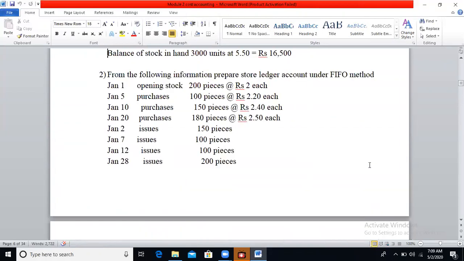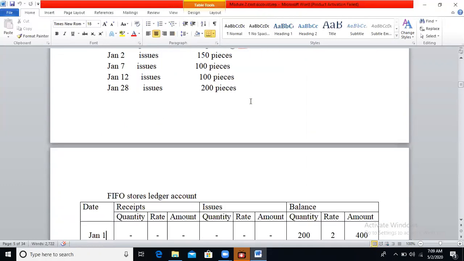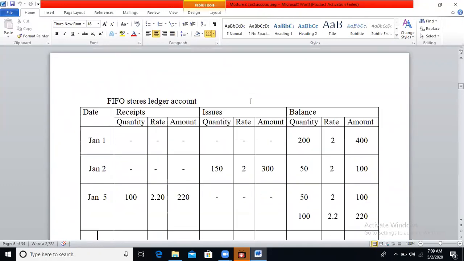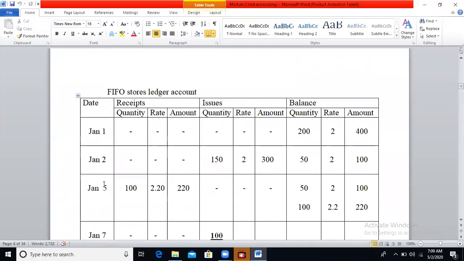Now, the third transaction will be January 5th, we are making purchases of 100 pieces at rupees 2.20 each. So purchases should be recorded in the receipts column. So January 5th, we are making purchases of 100 pieces. The quantity will be 100. The price will be 2.20. If you multiply 100 into 2.20, you will get 220.